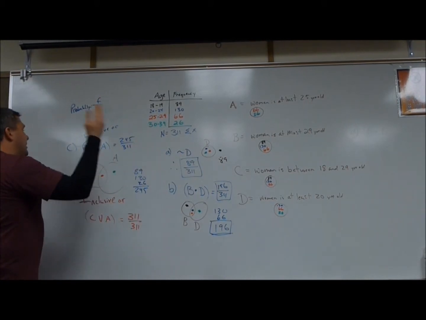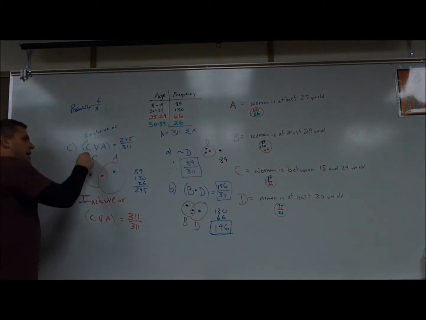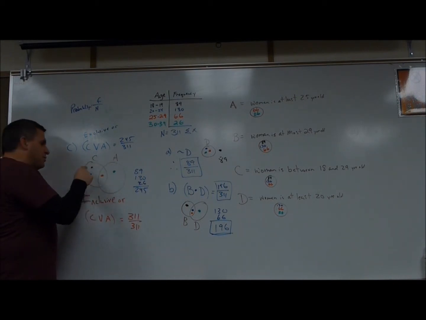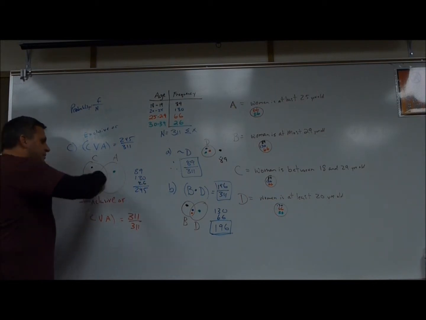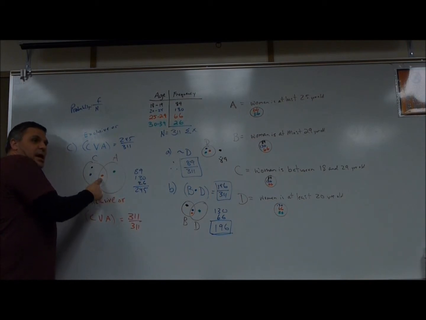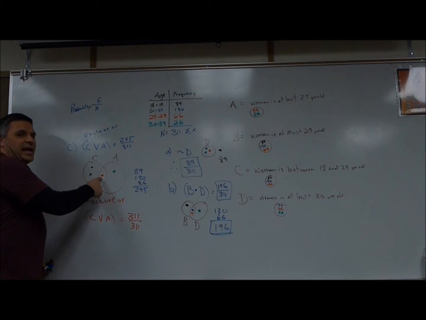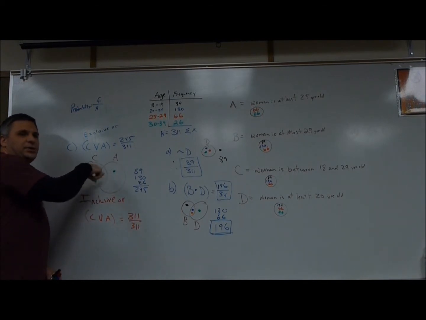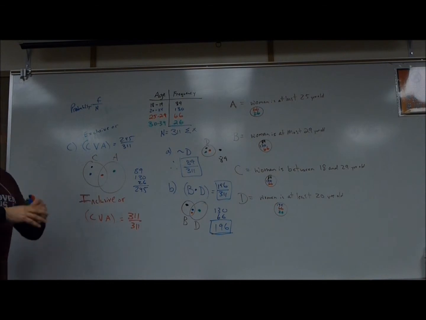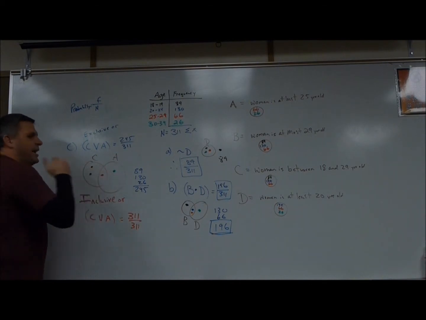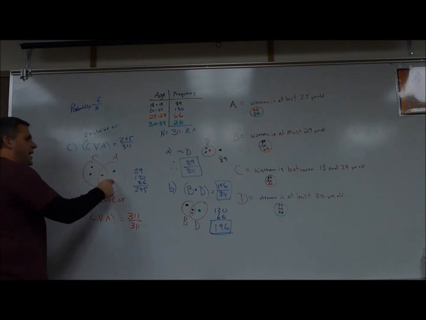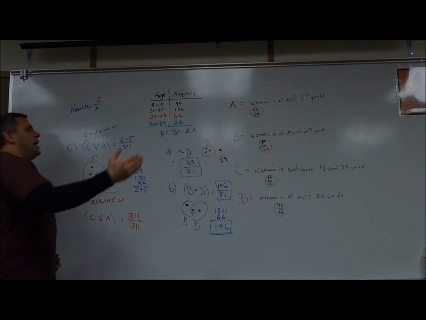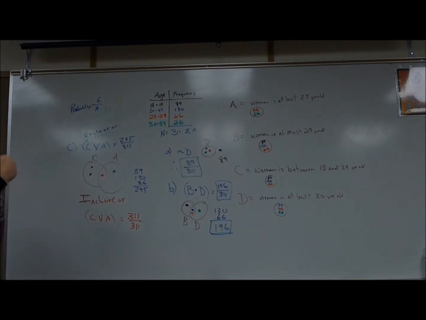Okay? So when we look at an exclusive OR, when it says C or A exclusively, then we look at C, and C's bubble has a black, blue, and red, and A's bubble has a green and red. And the one thing we notice is that the red is in both A and C. So if we're talking about an exclusive OR, we do not include what's in both. Only what's in C or A, and that's it. And so what's in C or A is just black, blue, and green. 89 plus 130 plus 26, which is 245, and we come up with the conclusion of 245 over 311.